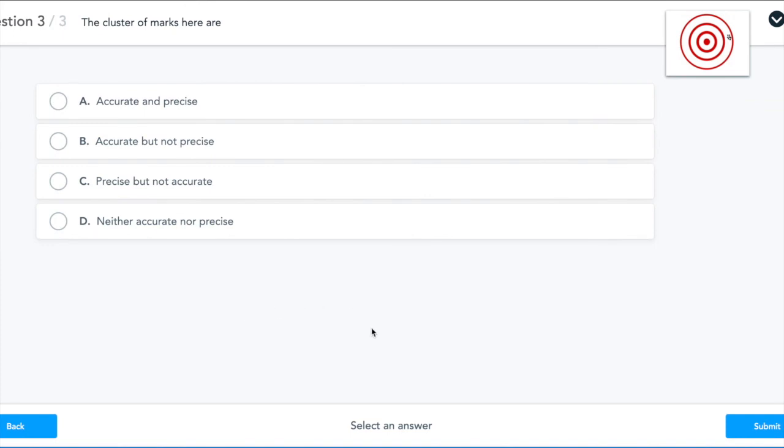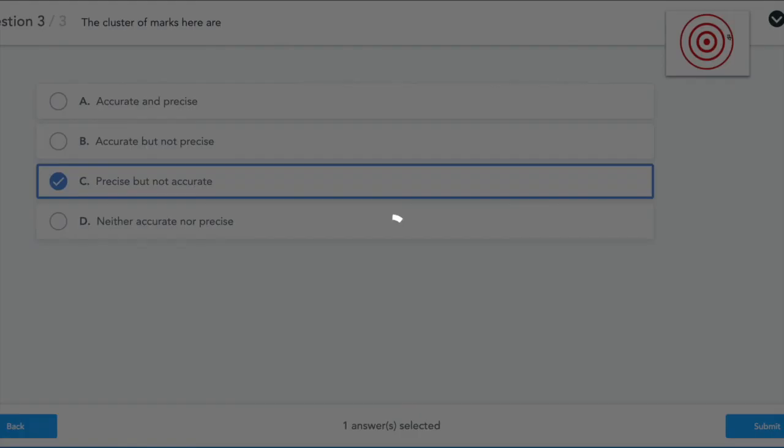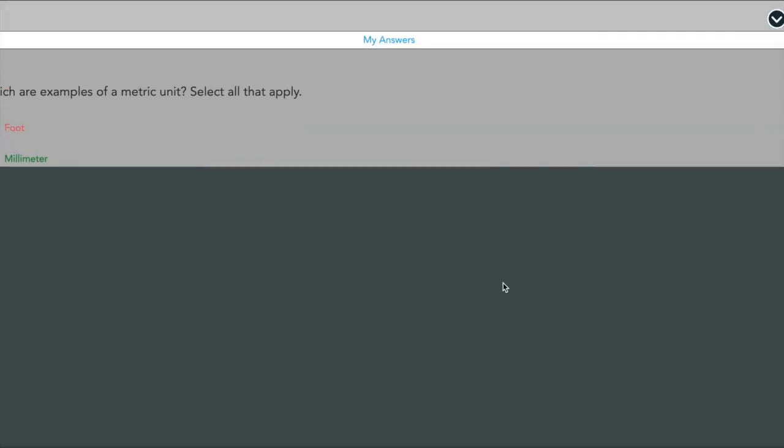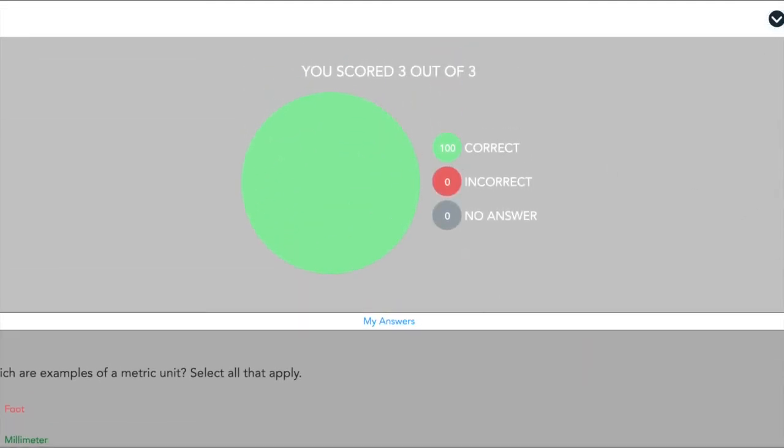The cluster of marks here are all clustered close together, but far away from the bullseye. So that means they are precise, but not accurate. All right, so if you answered those, you should have gotten 100%.